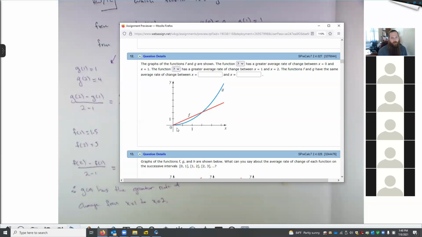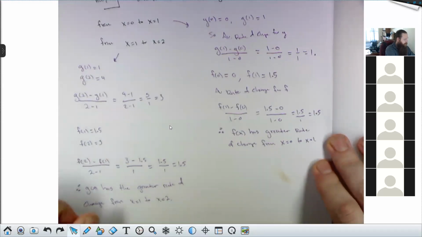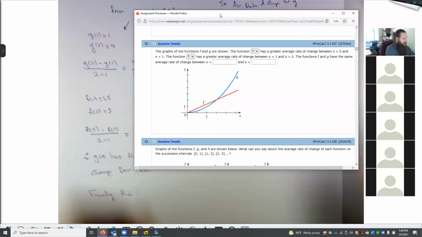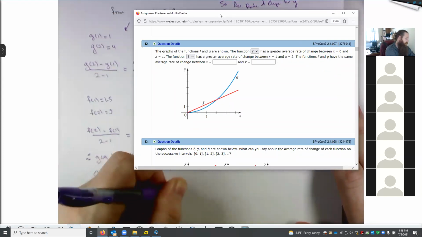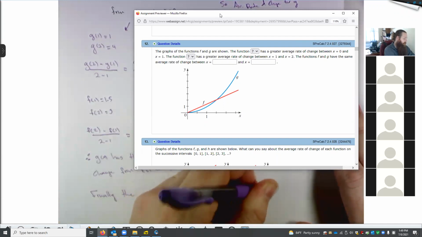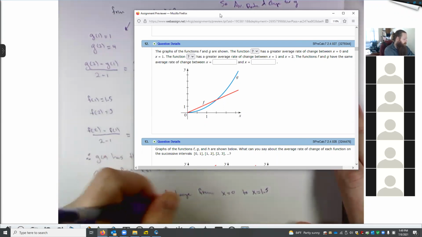So the average rate of change for f and g from 0 to 1.5 is the same. Because if you think about the height that they've both gone over the width that they've both gone, since they touch at this point and touch at this point, the height and the width are both the same. And the rate of change is the height divided by the width, the rise over the run. So yeah, finally. Rate of change from x equals 0 to x equals 1.5 must be the same for f.